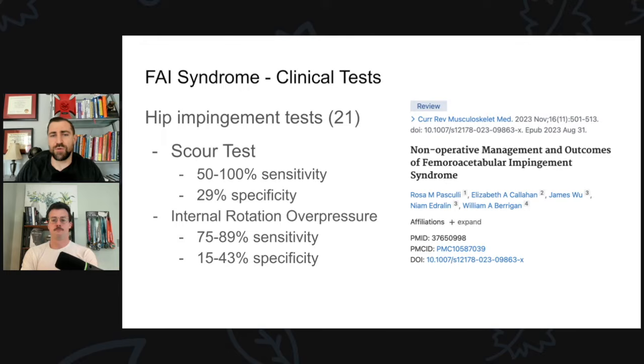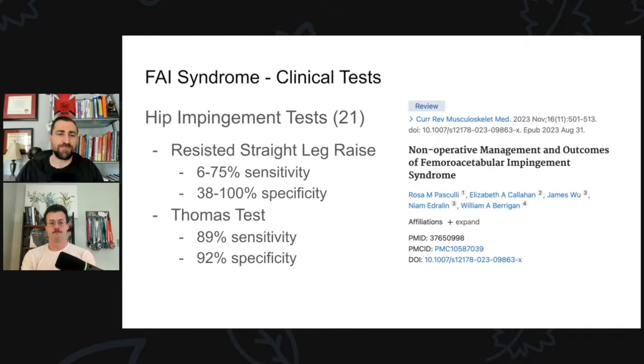So the study was actually 2023, non-operative management outcomes of FAI syndrome. And the SCOUR test had somewhere between a 50 to 100% sensitivity, but a 29% specificity. So again, another sensitive test that is not very specific. The internal rotation overpressure test, which is essentially a FADIR test with an axial load, had a 75 to 89% sensitivity and a terrible specificity at 15 to 43%.